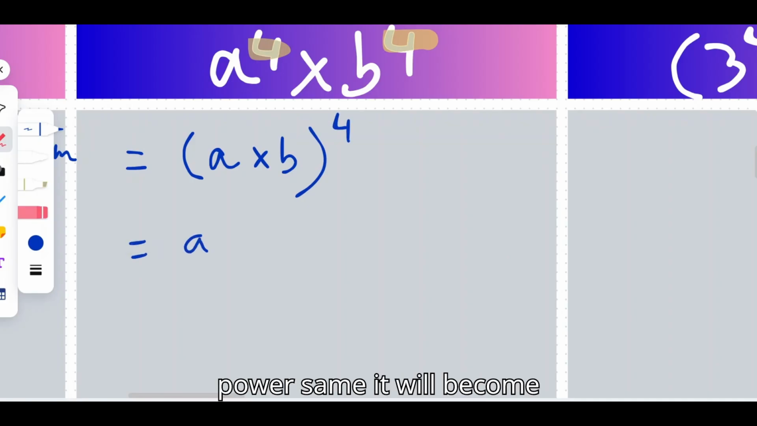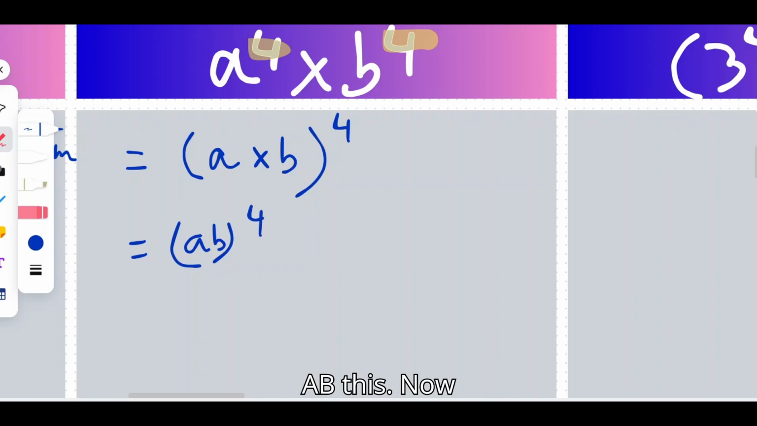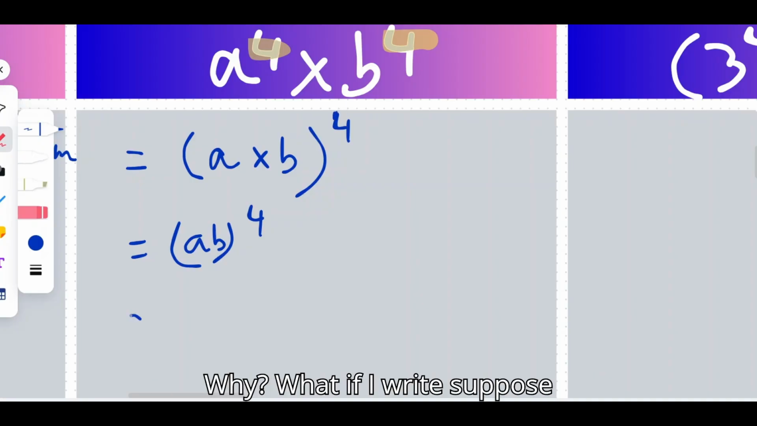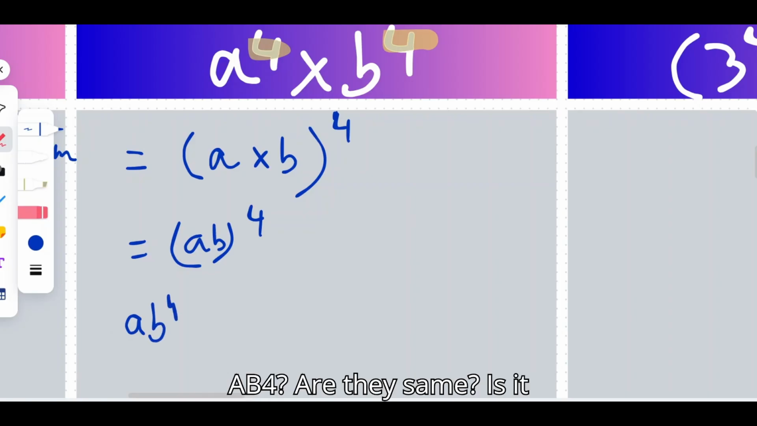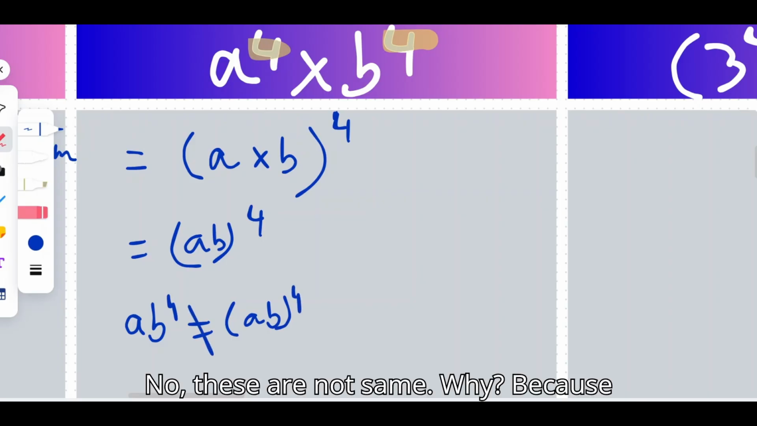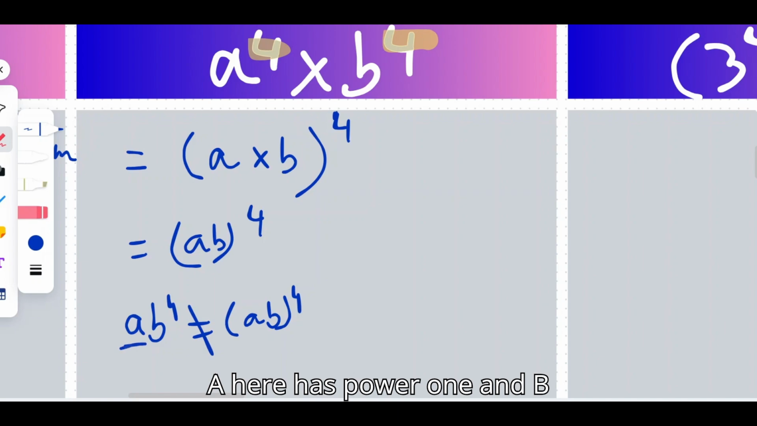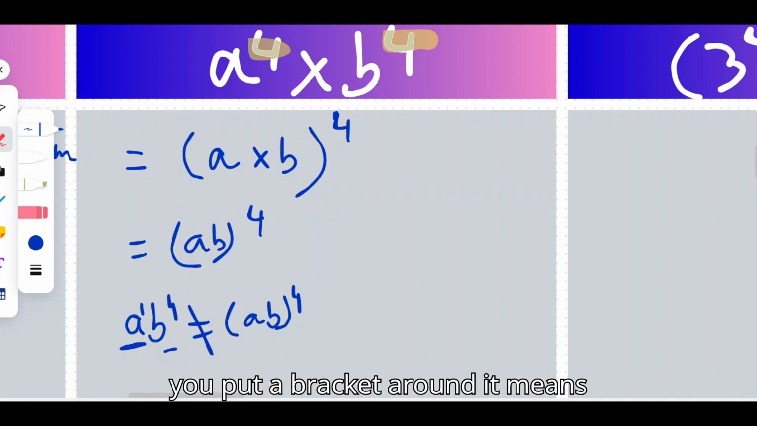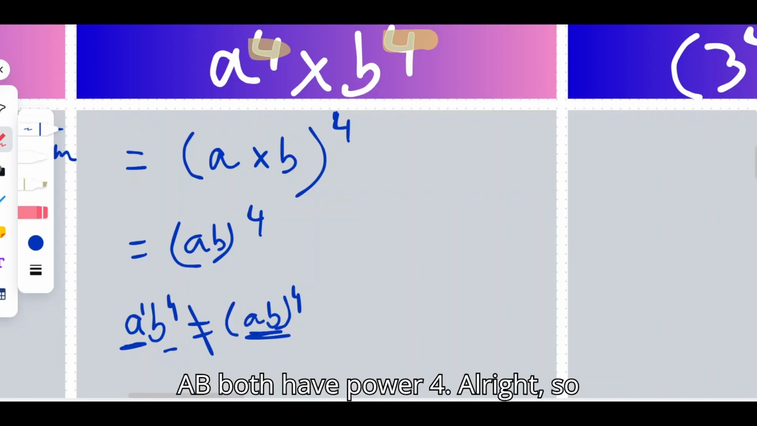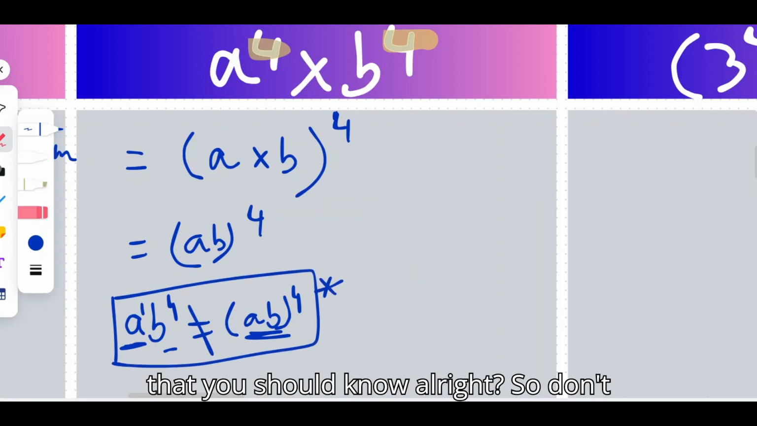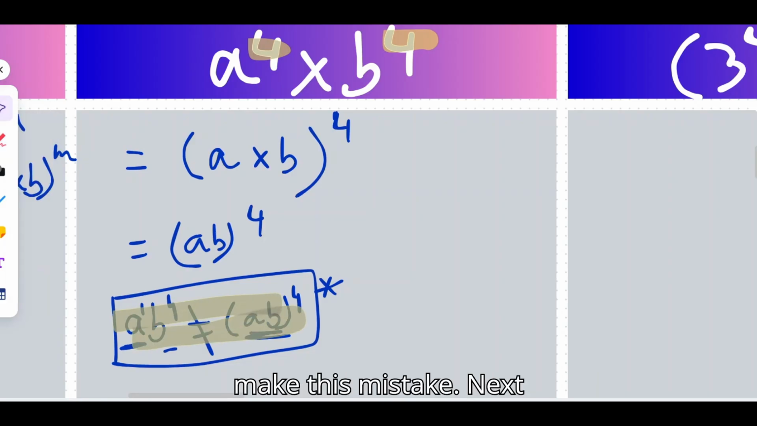It will become (AB) to the power 4. Now, you would notice that I have placed the bracket around A and B, right? Why? What if I write, suppose, A B to the power 4? Is it the same as this? No, these are not same. Why? Because A here has power 1 and B here has power 4. But when you put a bracket around, it means A and B both have power 4. Alright, so remember this fact. This is something that you should know. So don't make this mistake.